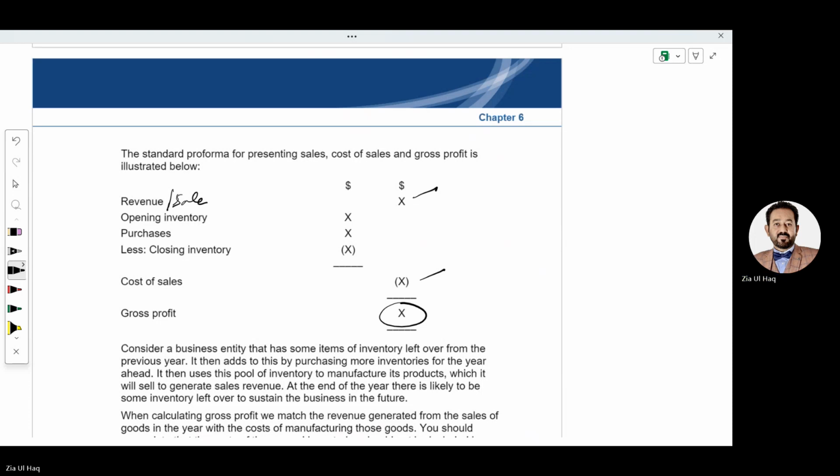How to calculate cost of sales? Opening inventory plus purchases minus closing inventory. So if we deduct cost of sales from sales, we will arrive at gross profit. How to calculate cost of sales? Opening inventory plus purchases minus closing inventory.